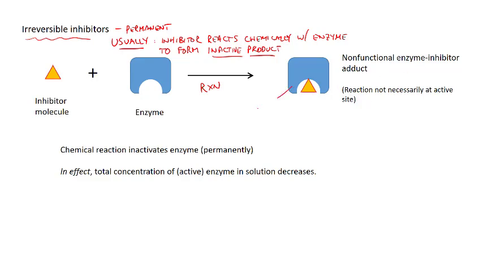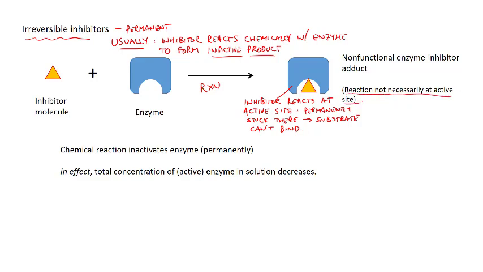So what I've shown here is the case where the inhibitor reacts at the active site and then it's permanently stuck there. And if it's permanently stuck there, that means that the substrate can't bind. But that's just an example. So not all irreversible inhibitors work this way. Sometimes the reaction is somewhere else besides the active site.